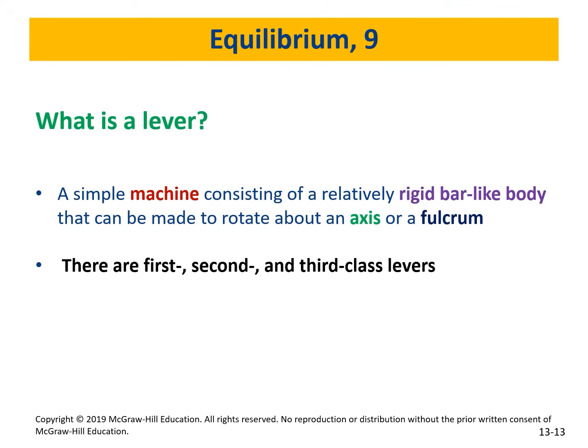It's a simple machine, right? It's a machine consisting of a relatively rigid bar-like body that can be made to rotate about an axis or a fulcrum. And there are first, second, and third class levers. If you would like to guess, in the human body, which is the dominant class of levers? Just a guess. Have you heard this before? Class 1, 2, 3, third. Most of our joints and body actions are third class. And I will show you what that means.